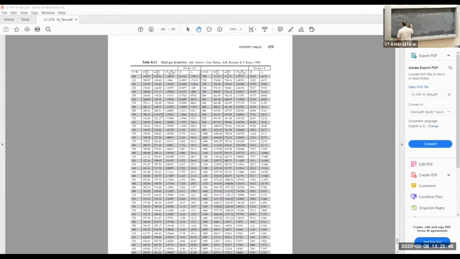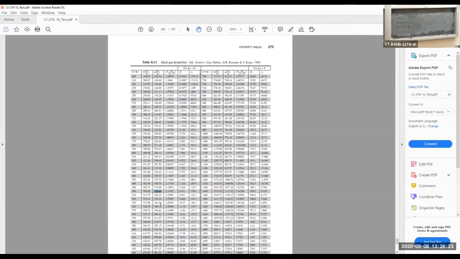And that is from B, what's the table? B11, okay? And 500 degrees, 359.49. So U1 is 359.49 kilojoules per kilogram. And that's U evaluated at 500 degrees.